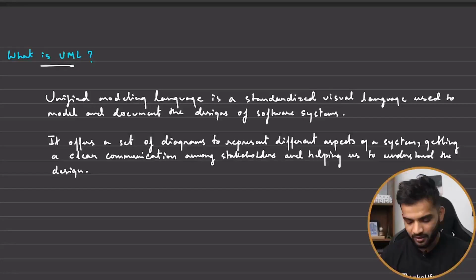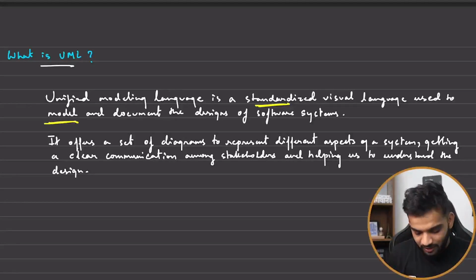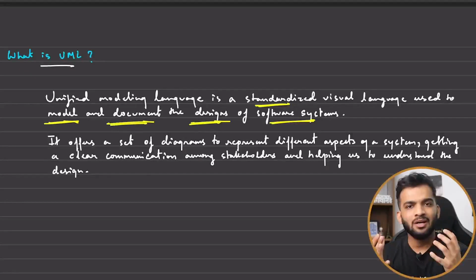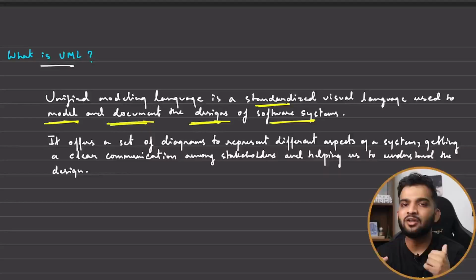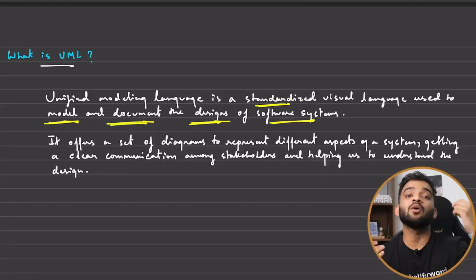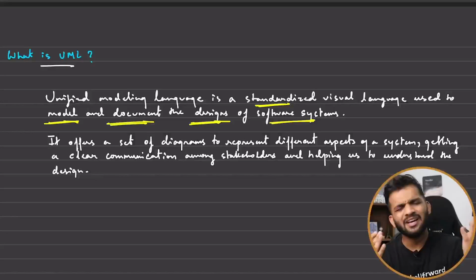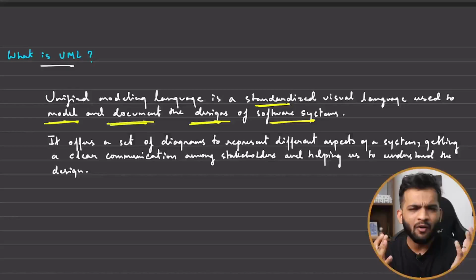It's very straightforward. This is a standardized visual language used to model and document the designs of your software systems. Now when you're designing your software systems, how can you convey your design to other stakeholders? What do we mean by stakeholders? Your product manager, your tech lead, your architect, or anyone else who's trying to understand your design. How will you convey it?